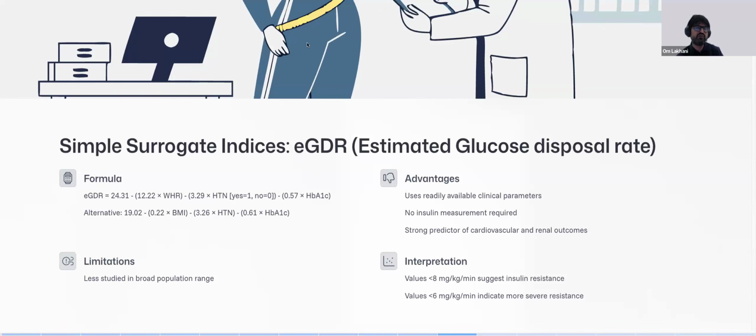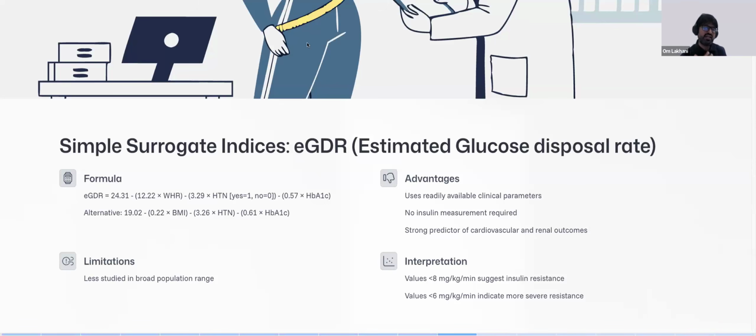You can see the formula. You require the waist to hip ratio, BMI of the patient, whether the patient has hypertension or not, and the HbA1c of the patient. So basically, you don't require any special test, right? Though it is less studied, it's been less studied.